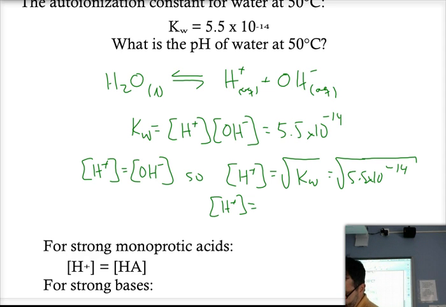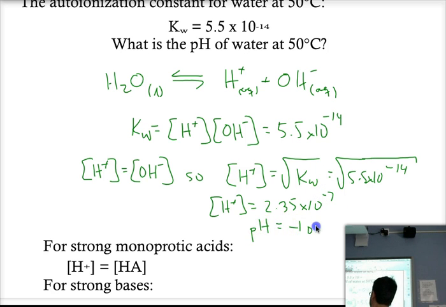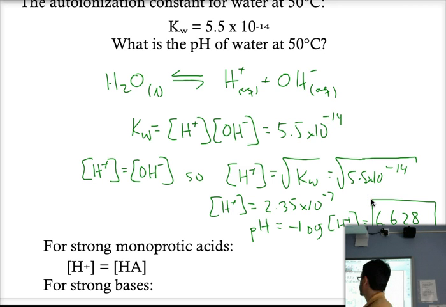That value is 2.35 times 10 to the negative 7th, and pH is equal to negative logarithm of the concentration of the H plus ion, and when I enter that, it's 6.63, and that would be my answer. That would be the pH of pure water at 50 degrees Celsius.